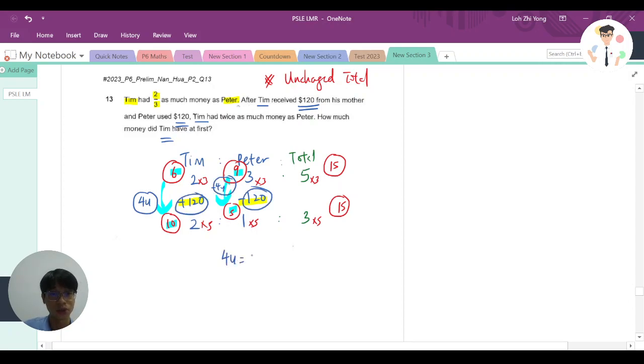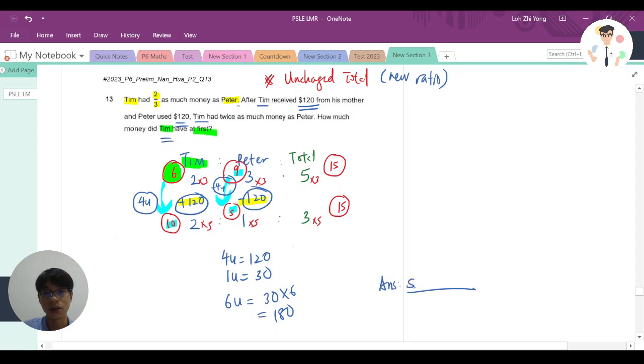So 4 units is equal to 120. So 1 unit will be equal to 30. But now the question asks, how much money did Tim have at first? Tim had at first. So how many? 6. Again, we are supposed to use the new ratio that we found. So 30 times 6, and the answer is 180. So when you write the answer, please don't forget to put the dollars.